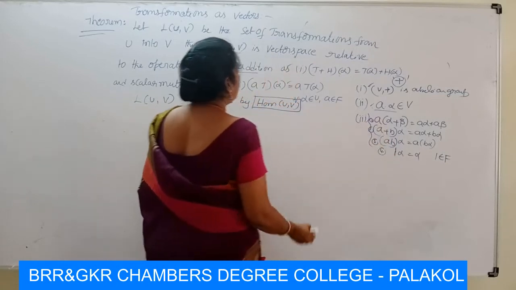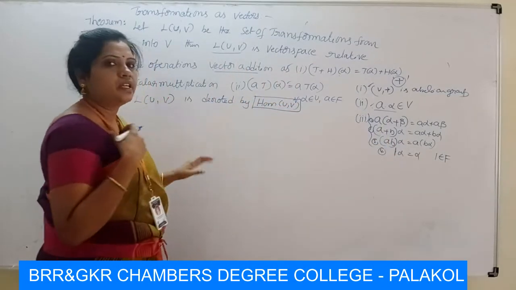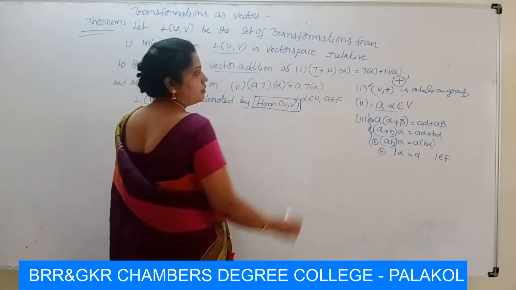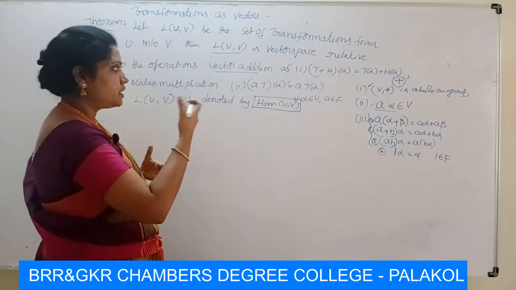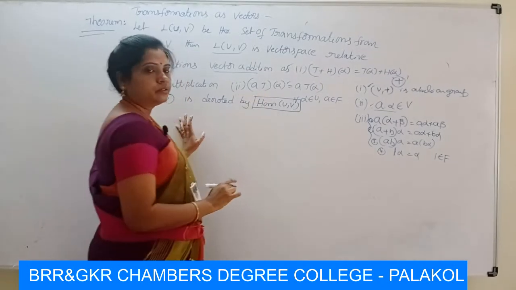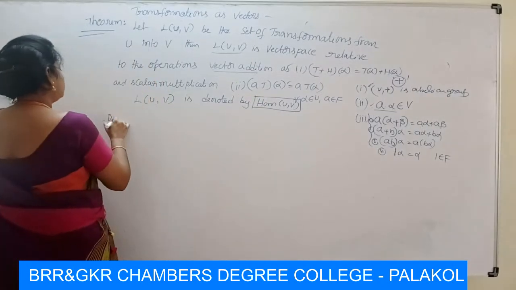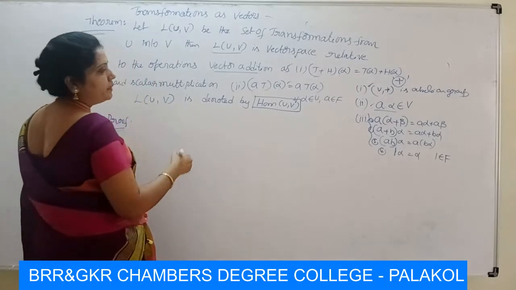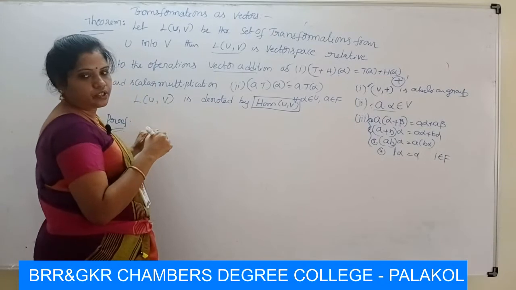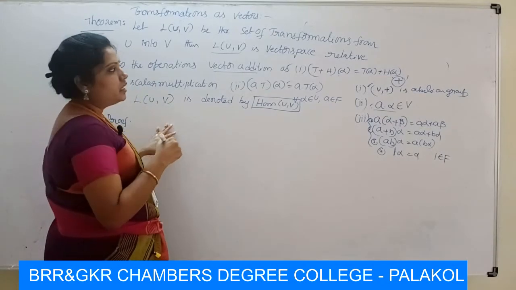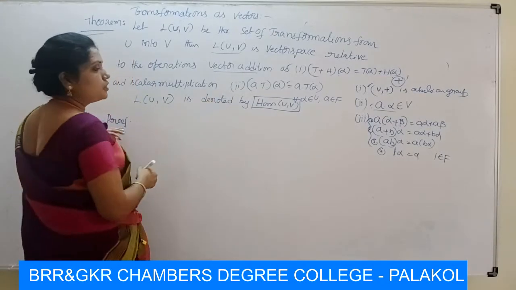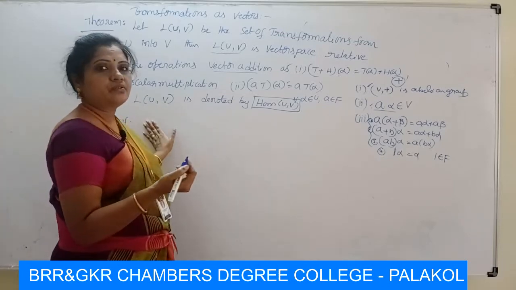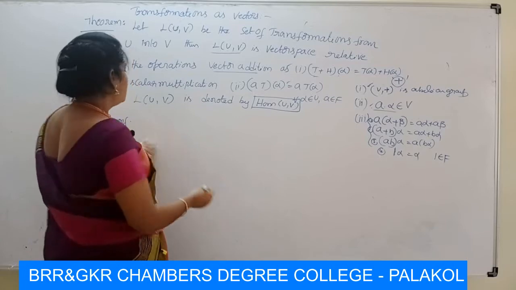So now we have to prove L of UV is a vector space with respect to the operations, sum of the transformations and scalar multiplication with a transformation. Proof. First we have to prove the operations. Those are external composition and internal composition. Internal composition is the sum of the transformations. So we know that sum of the transformation is a transformation.